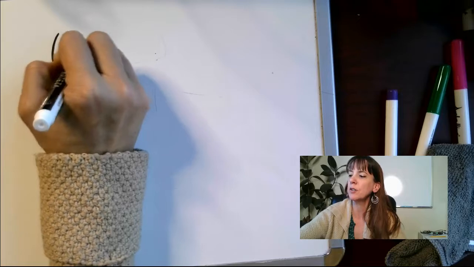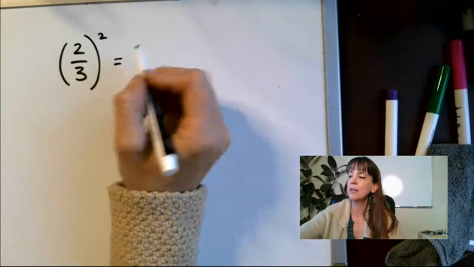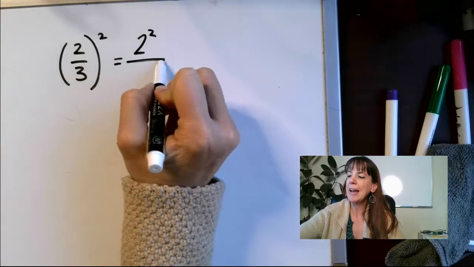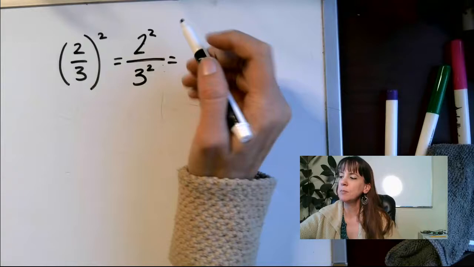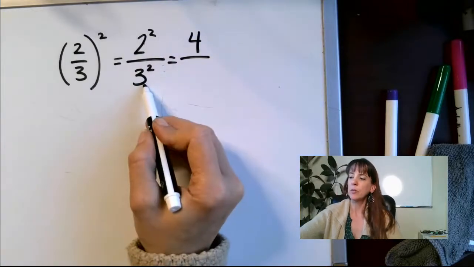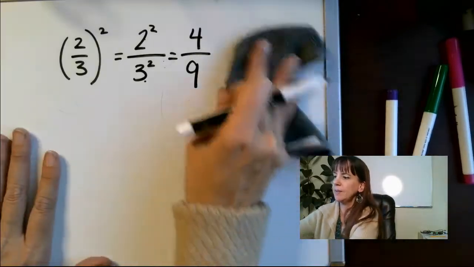Let's do fractions. 2 thirds squared. What that is saying, and guys, make sure you're writing this down, it's 2 squared on the top and 3 squared on the bottom. Now remember, 2 squared is 2 times 2, which is 4, and 3 squared is 3 times 3, which is 9, so 4/9. Okay?